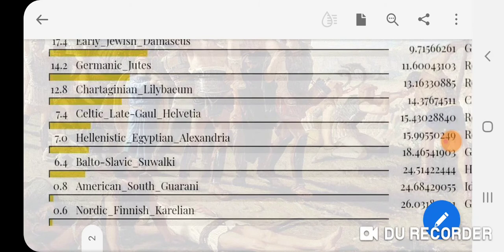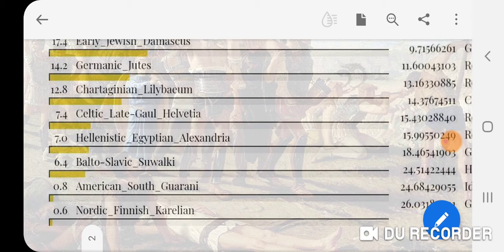Then 7.4 Celtic Late Gaul Helvetia. Helvetia was Switzerland. So that's Helvetia, central Europe, just north of, up in the Alps, just north of Italy, near, close to Milan, Switzerland. So that makes sense too. A lot of Jews, the proto-Ashkenazi Jews migrated north across the Alps from Italy. So there you go. And then 7.0 Hellenistic Egyptian Alexandria.